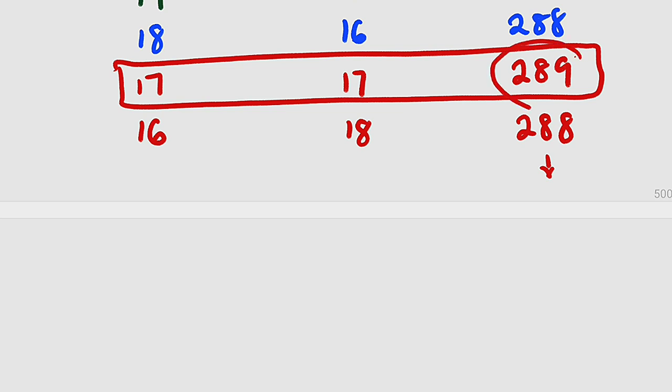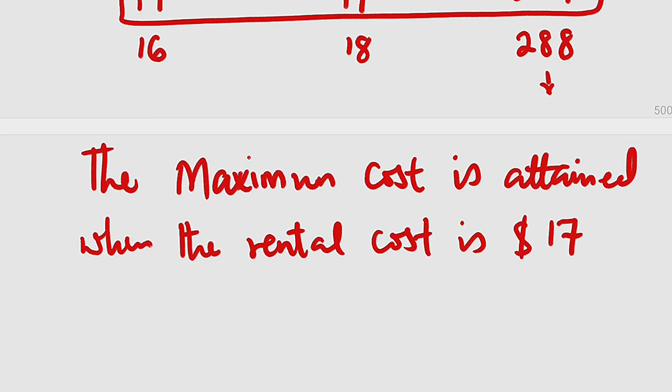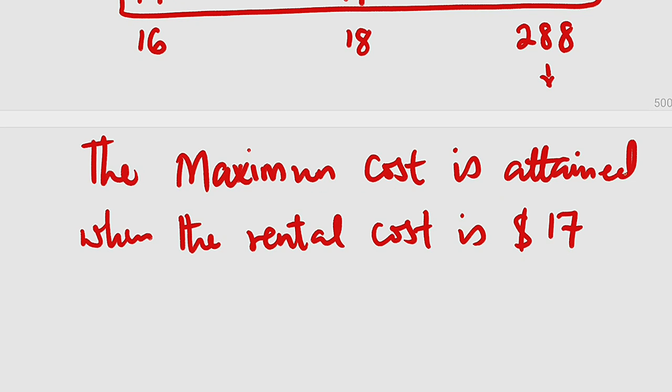Therefore, the maximum cost, which is 289, can be attained if the rental cost of every single car is what? $17. So let us make a statement here. So here is our statement. The maximum cost is 289 when the rental cost is what? $17. So let us look at this problem through calculus perspective.